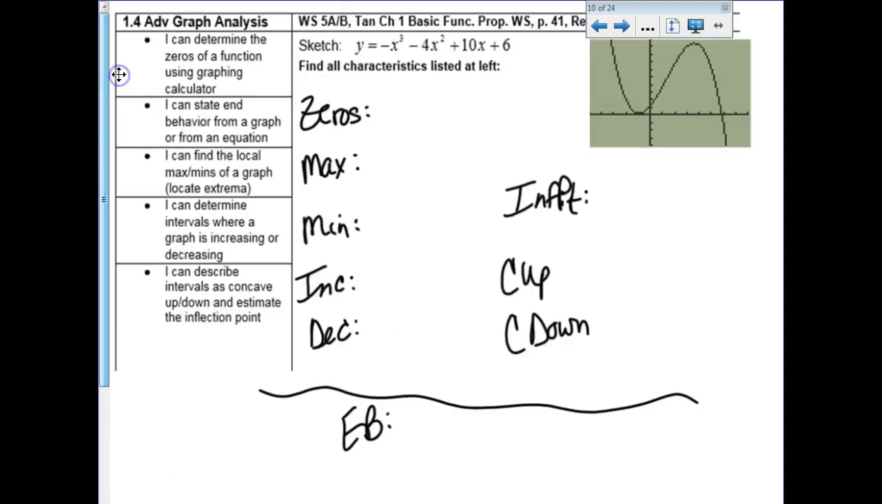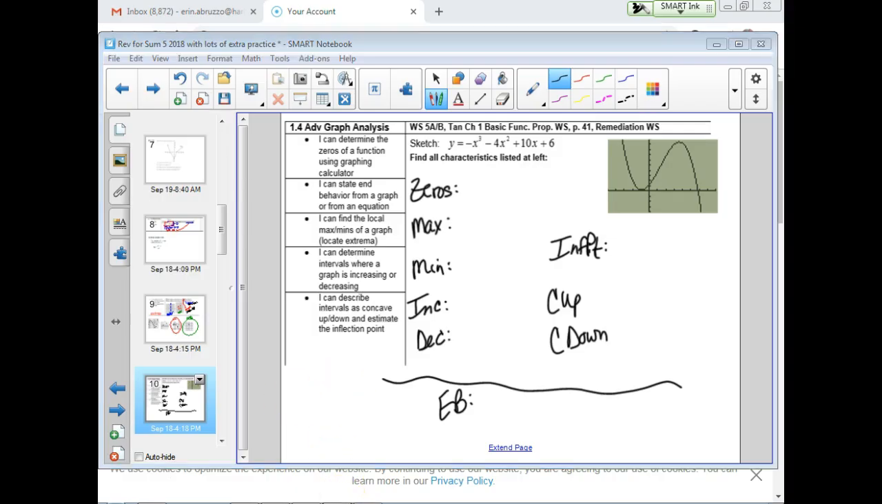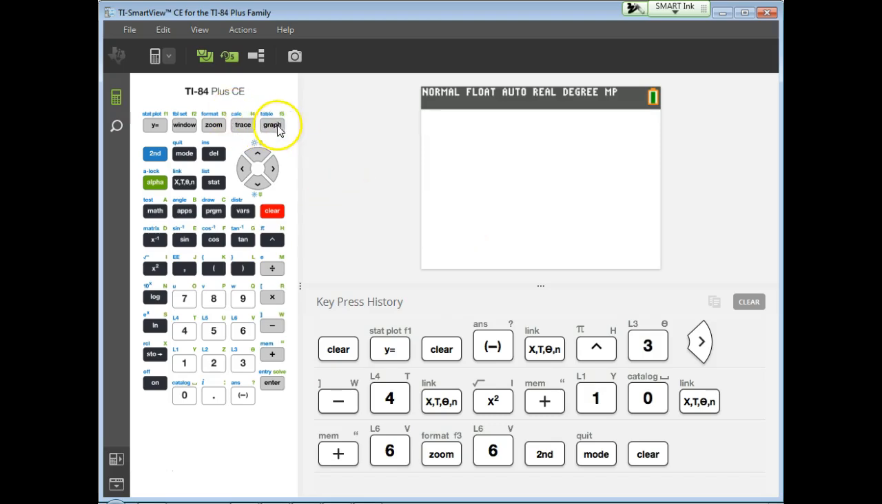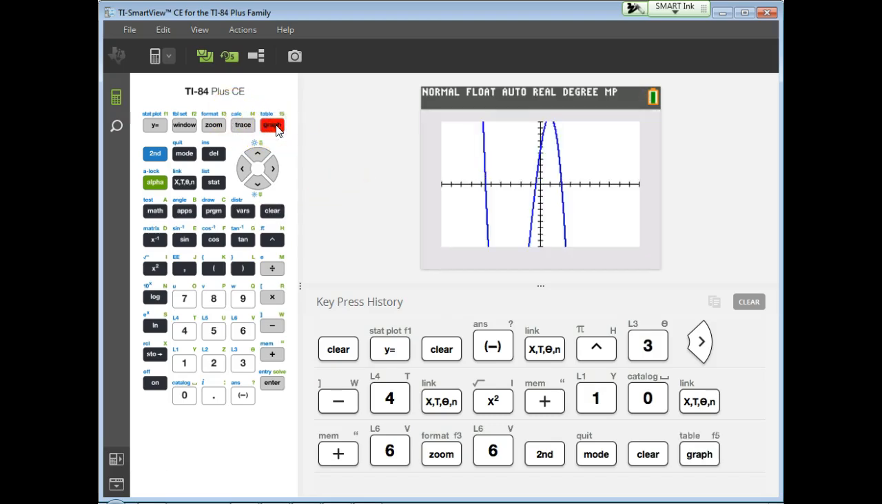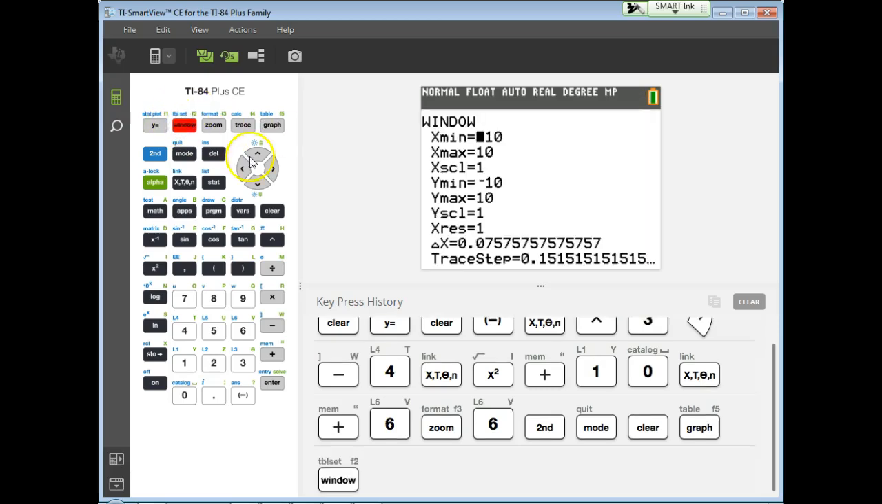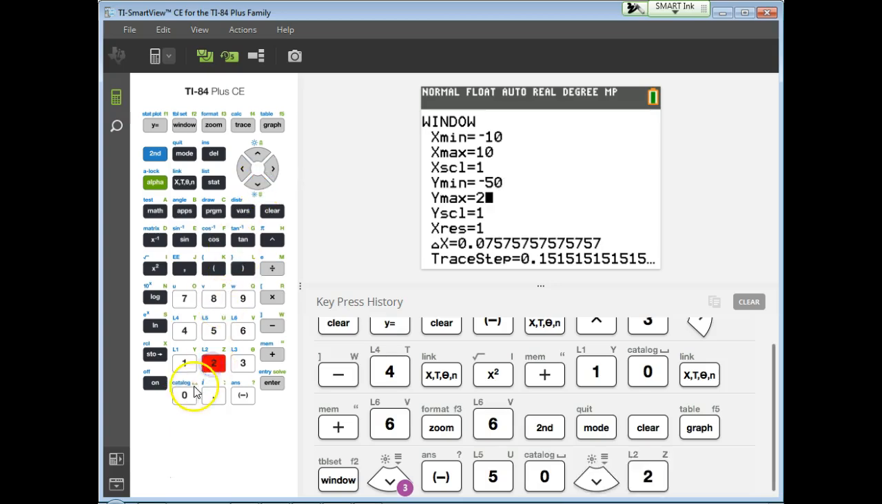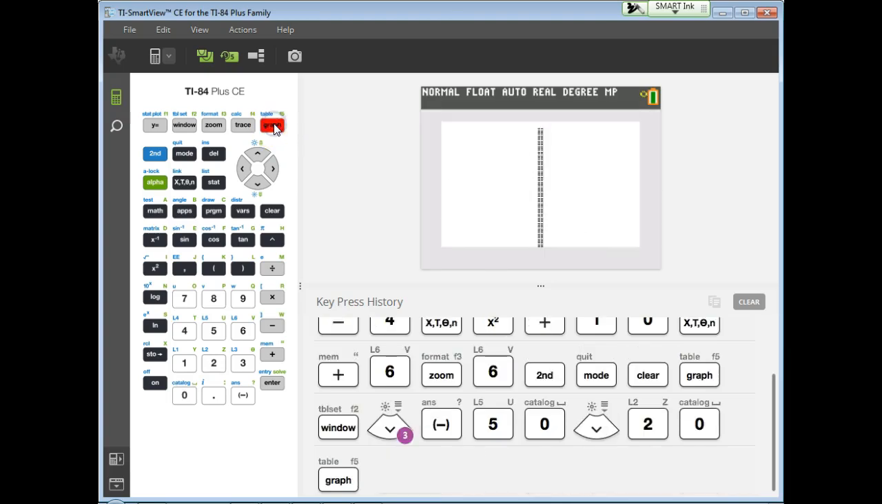All right. I'm going to go through finding a few of these things on our calculator just in case a few of you get stuck on what to do, but you do need to get a good picture. So if you're in the standard viewing window, you're not going to be able to see either the max or the min. So you need to extend your Y window. And that minimum is pretty far down. So I'm going to go to like negative 50. I think that's far enough. And then I'm going to go to 20 for the Y max. That works. All right.